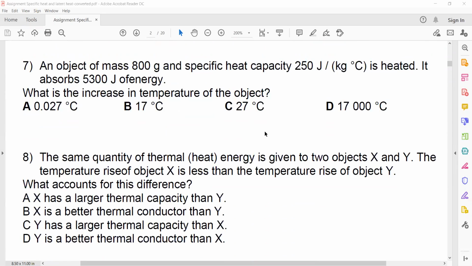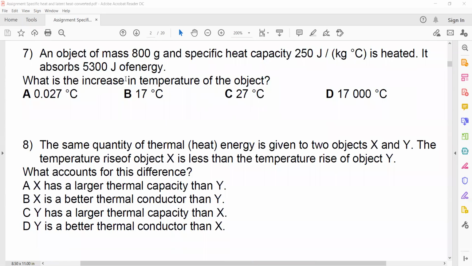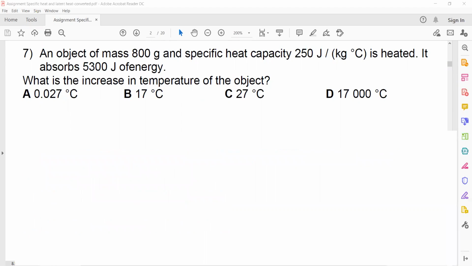Now this is a similar question. In this question you need the increase in temperature. Solve. What could be the answer for question 7?